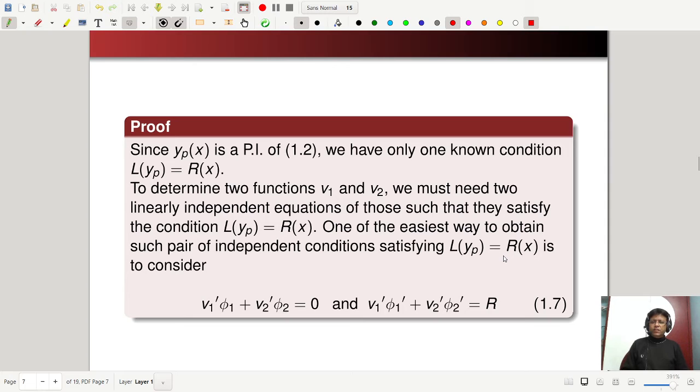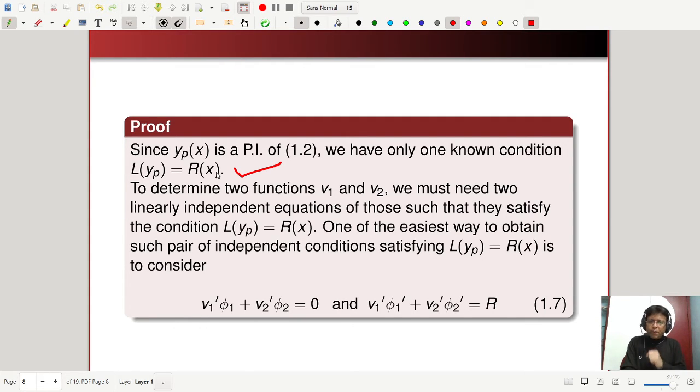Now, since yp is a particular integral of 1.2, we have only one known condition. This is the known condition: Lyp equals Rx. Because it is given that you have assumed yp is a particular integral of 1.2, it will satisfy the differential equation. So naturally you can write Lyp equal to Rx.